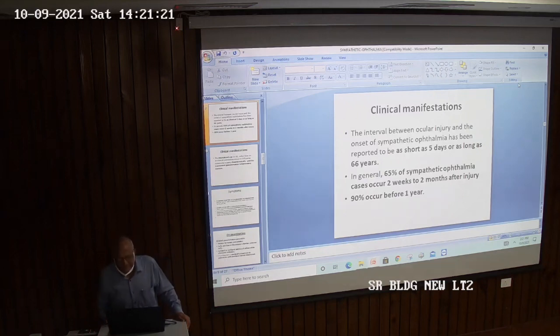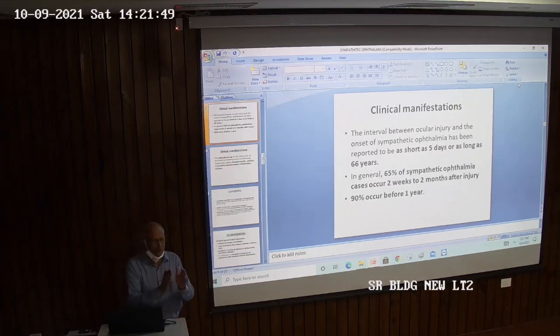In general, 65% of sympathetic ophthalmia cases occur within 2 months, and 90% occur before 1 year after injury. So take the period of 2 months to 1 year; the patient can develop it. Chances are 90% once the injury is there. That is the clinical manifestation.